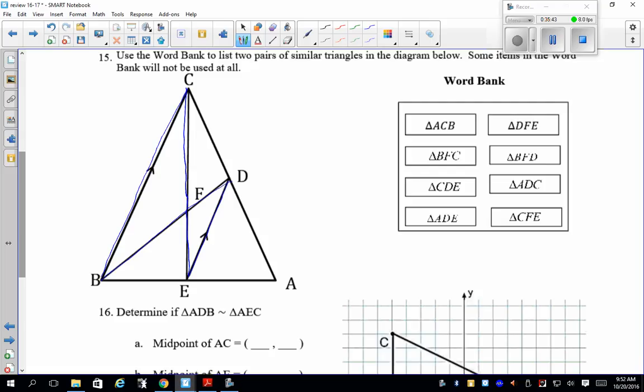Okay, so these are going to be similar because they have the vertical angles equal, and then they're going to have the corresponding or alternate interior angles equal. So now I just need to find them over in the word bank. I see a DFE right here. DFE should be similar to BFC.